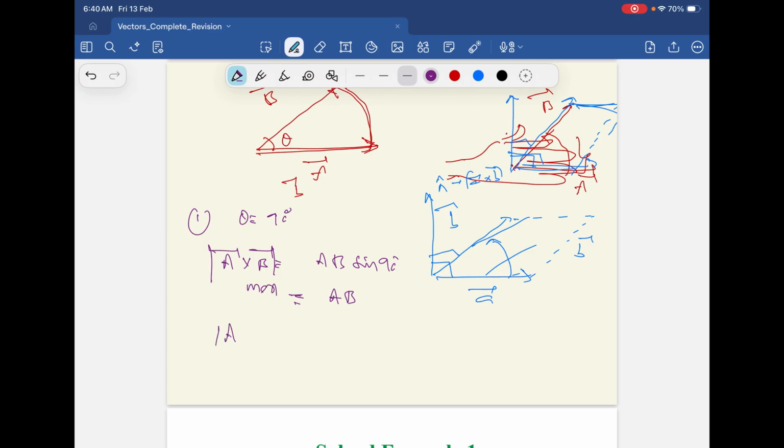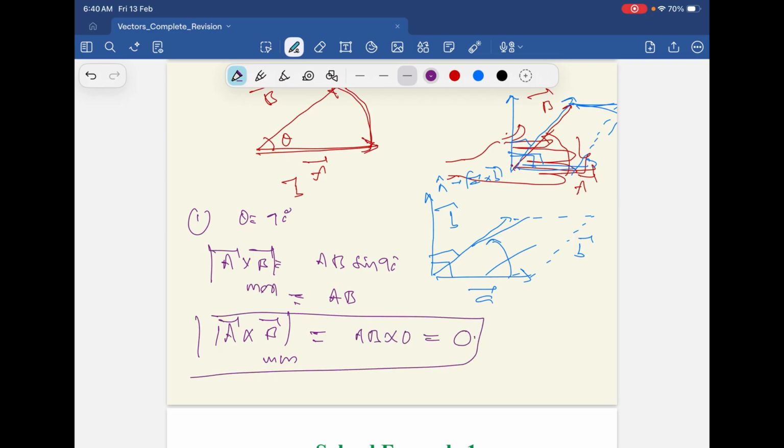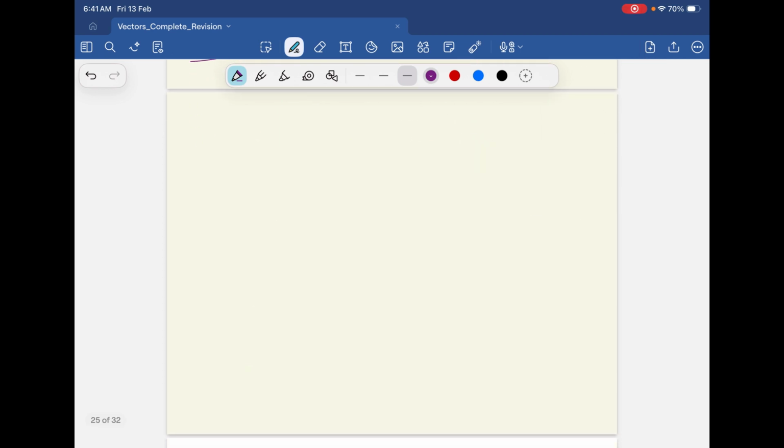Now A cross B value when theta is 0 or 180, that is called minimum. Why? Sin 0 is 0, sin 180 also 0. So AB into 0 becomes how much? 0. This is the minimum value. Okay, maximum and minimum value of A cross B. So where we make use of its applications, when the chapters come, we'll understand better.